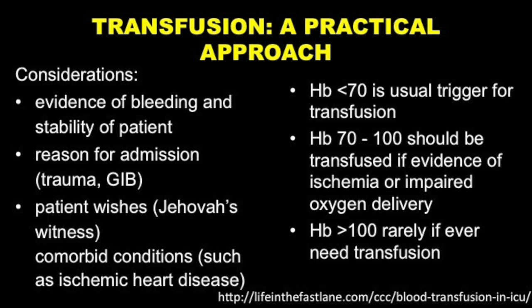Consider the patient's reason for admission, consider the patient's wishes, and consider comorbid conditions. 70 is your usual trigger, probably 70 to 100 if there's evidence of some of these other factors. Over 100, rarely if ever need a transfusion. But I'm fairly certain you guys are going to see more low hemoglobins in a septic patient than I would, because your patients are potentially more malnourished, have had more issues with iron deficiency and so on, sickle cell, that kind of thing. So it's an important thing to think about as you're resuscitating your patients as well.